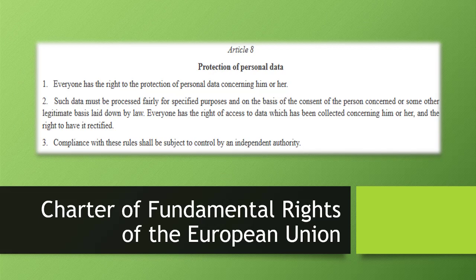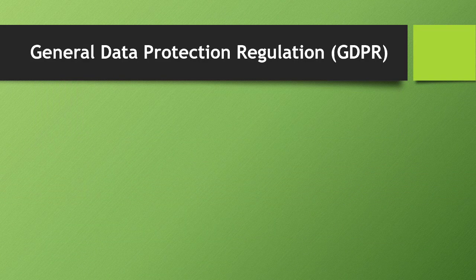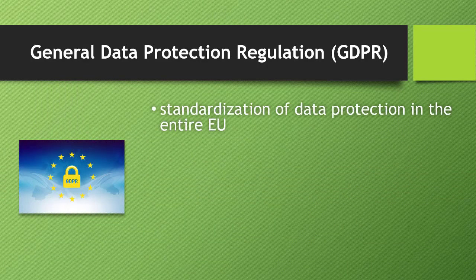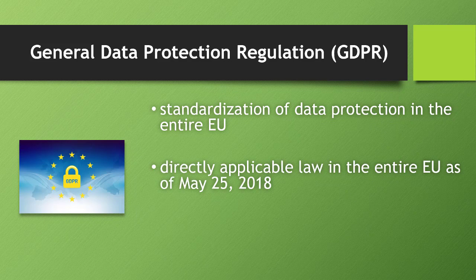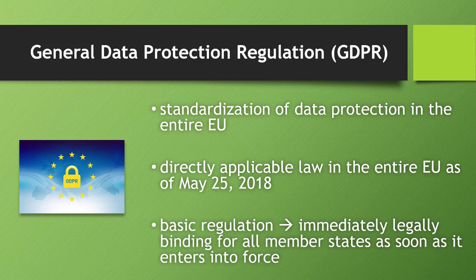How these points were implemented in national data protection laws, however, varied greatly. With the GDPR, the legal framework for data protection has now been standardized across the EU, and guidelines for international data traffic have been created as well. As of May 25, 2018, the GDPR became a directly applicable law throughout the EU. This, by the way, is also what distinguishes a regulation from directives, which must first be implemented in the national legislations of the member states before they are binding. Regulations, on the other hand, are immediately legally binding for all member states.